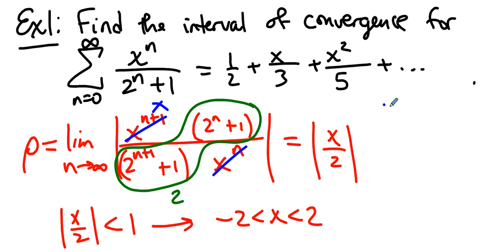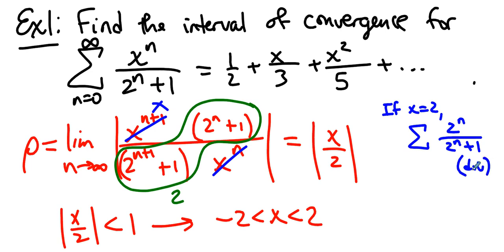Well, if x is 2, what is our series? If x is 2, this is the sum of 2 to the n over 2 to the n plus 1. Does that converge? Well, the plus 1 doesn't really matter. These terms are basically 1. We're adding 1 and 1 and 1 and 1 and 1 infinitely many times. This diverges.